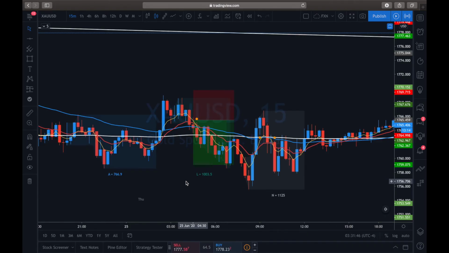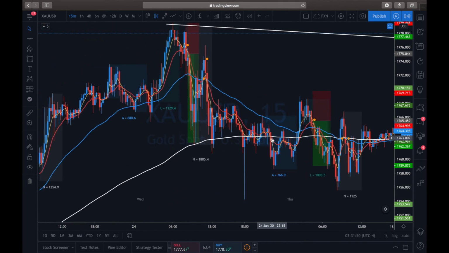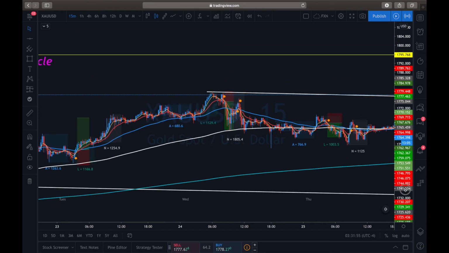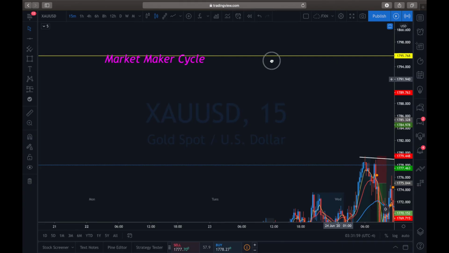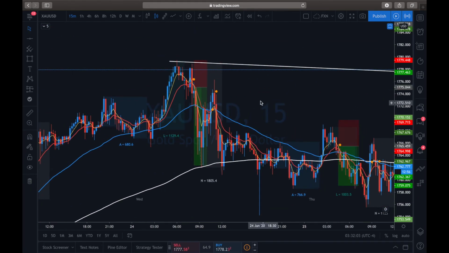Okay, and remember, look at the EMAs going straight through price. So this looks like a market maker cycle, if I'm not mistaken. Yeah, market maker cycle. So this week is a market maker cycle. So there's that trade there.